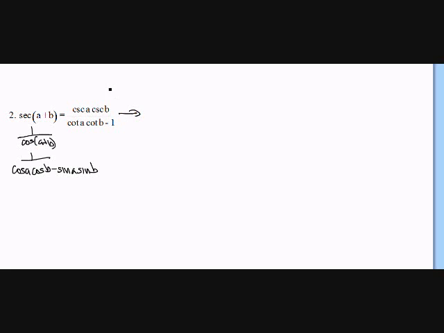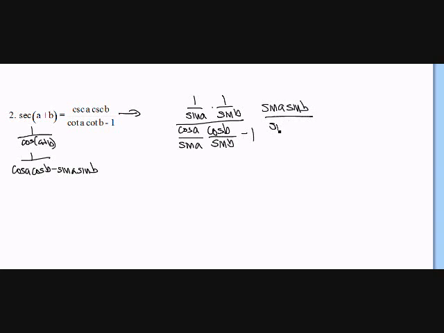So let's start on this side over here. Let's write everything in terms of sines and cosines, since this is in terms of sines and cosines. So this is 1 over the sine of a times 1 over the sine of b all over cotan is cosine over sine, so cosine a over sine a, and cosine of b over sine b minus 1. I have a common denominator, sine a sine b, so I'm going to multiply this numerator by sine a sine b, and this whole denominator by sine a sine b.